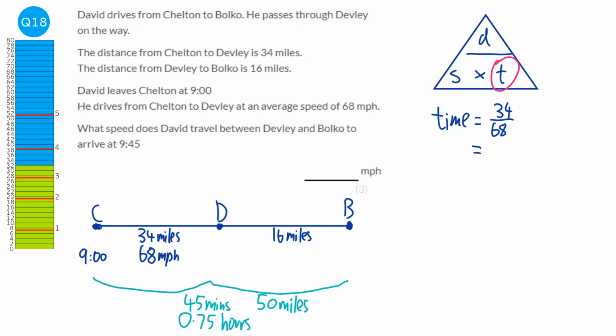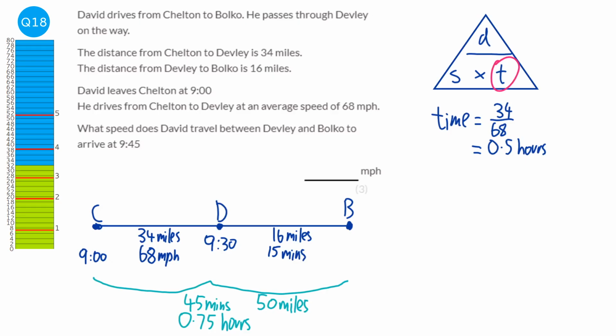So we're going to do 34 divided by 68, which is 0.5. So it would be 0.5 hours. So that would be half an hour. So we will be at Devley at 9:30. So that means we've got 15 minutes left. Okay, so we've got 15 minutes to travel the 16 miles.